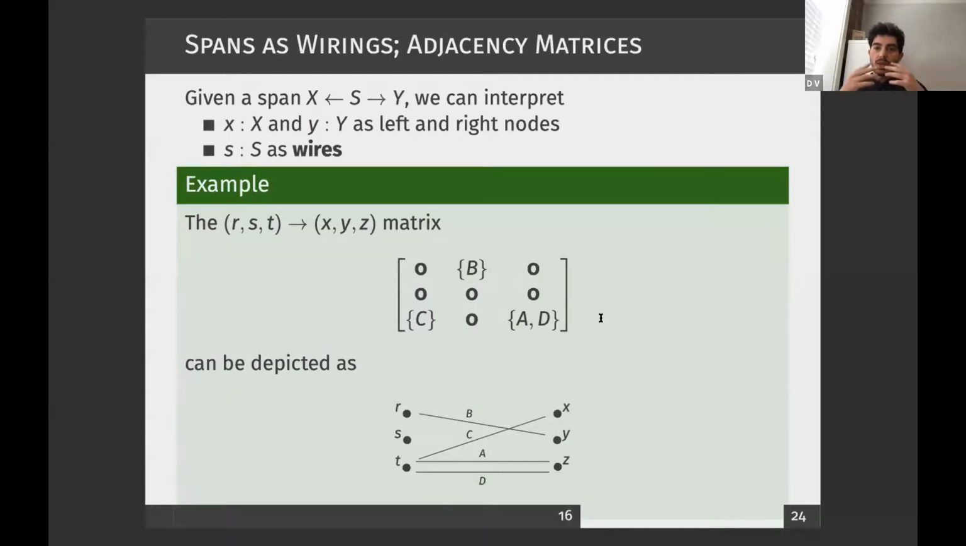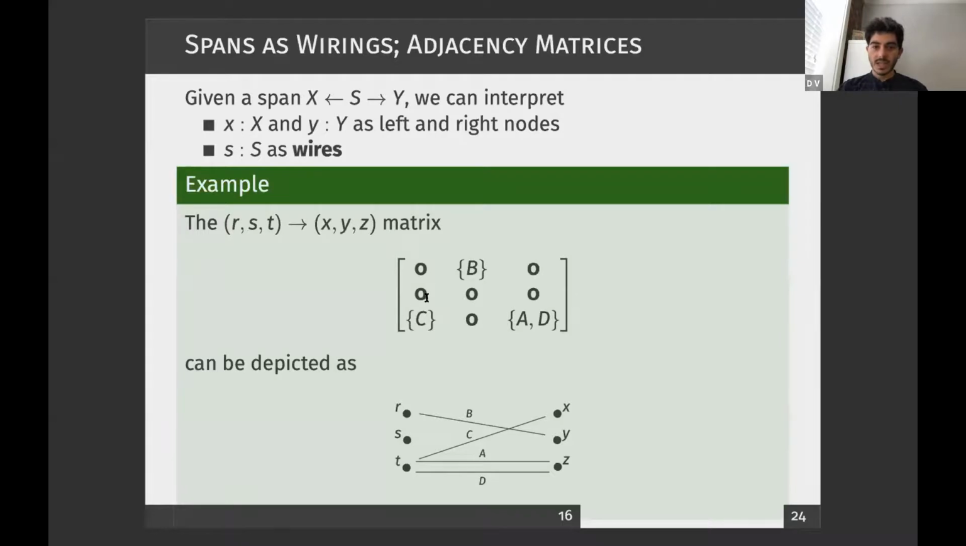The way we're going to be thinking of spans is as wirings. So here's the interpretation we propose. If we have a span with roof S going from X to Y, we can interpret the terms of X and Y as left and right nodes respectively, and the terms of S as wires connecting them. So let's take a look at this RST to XYZ matrix.